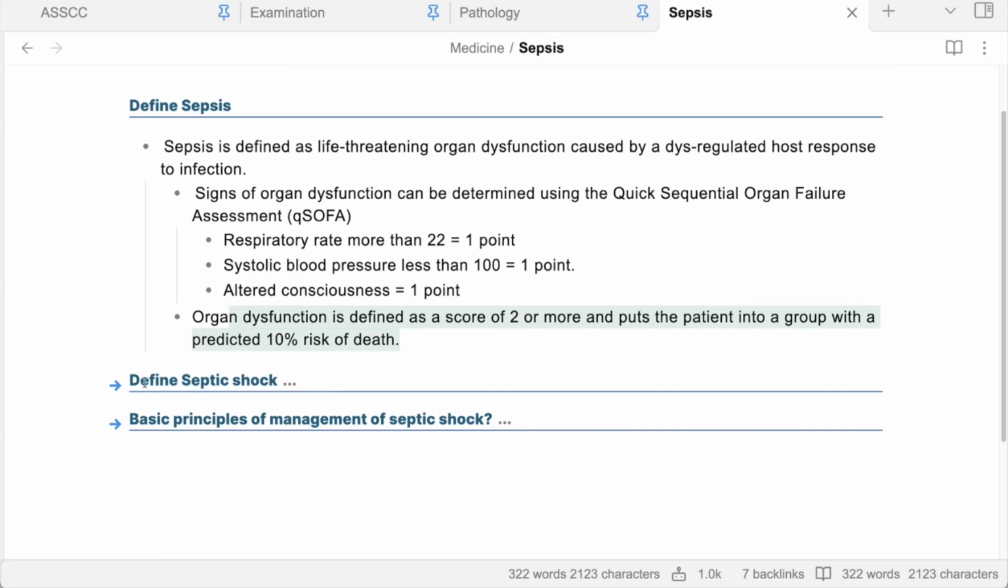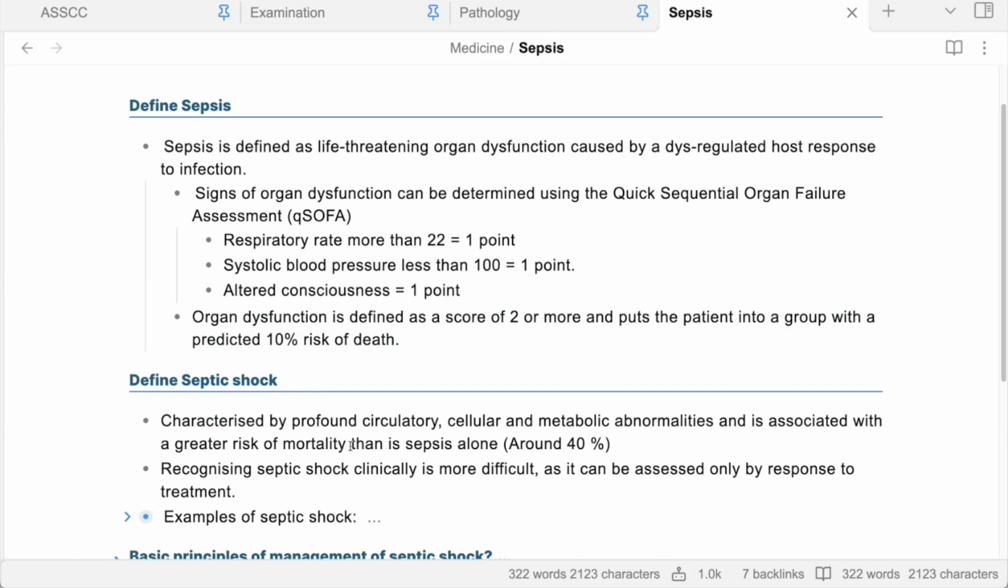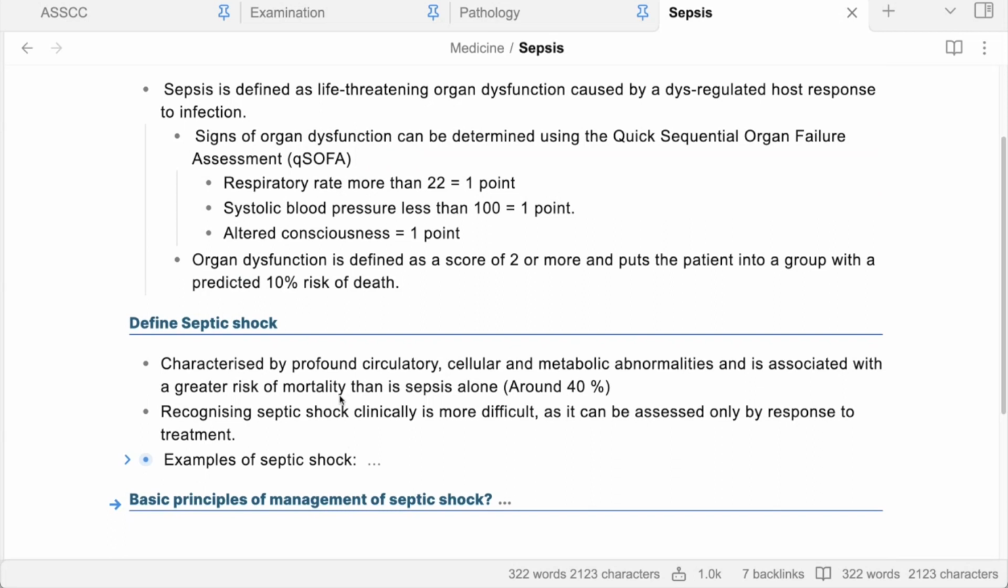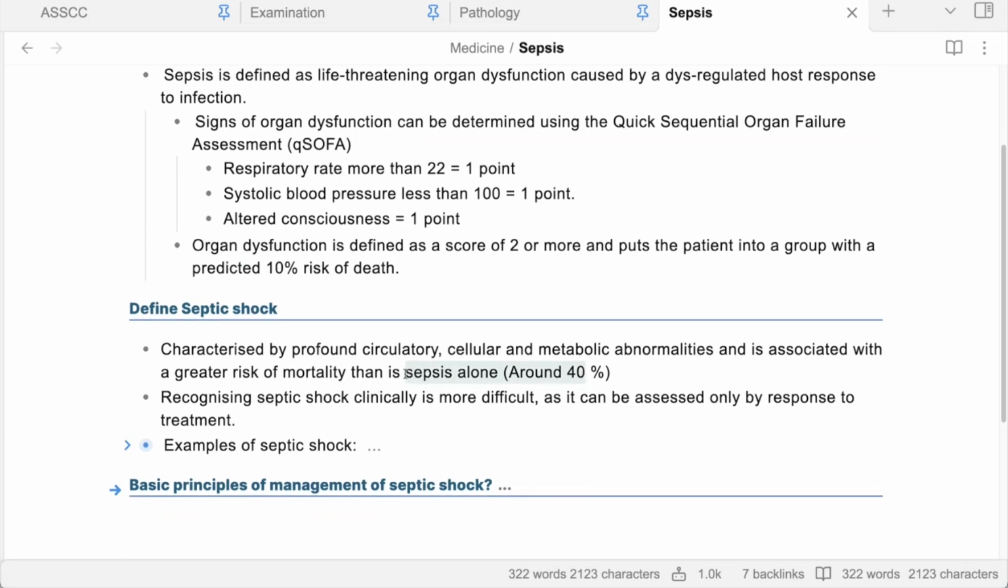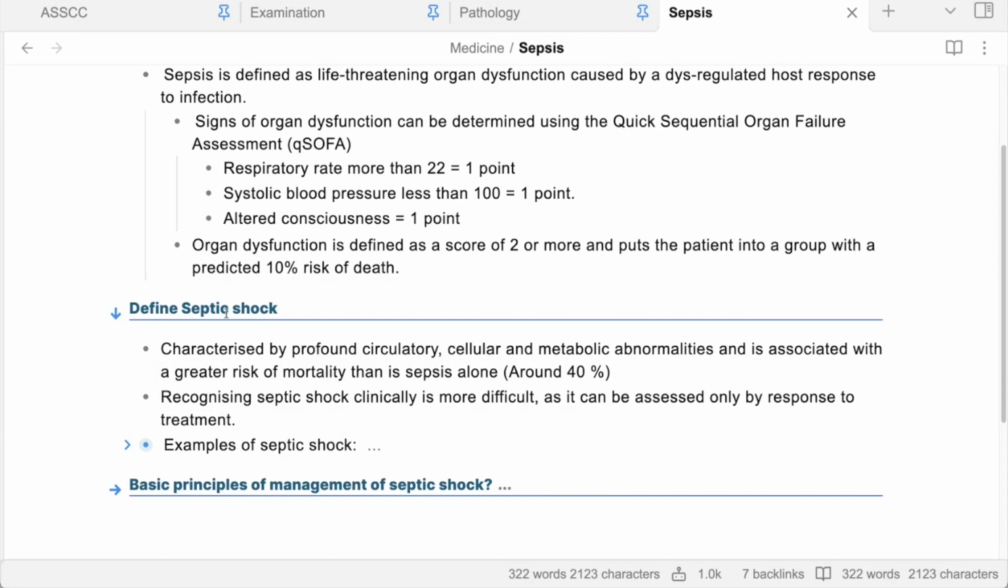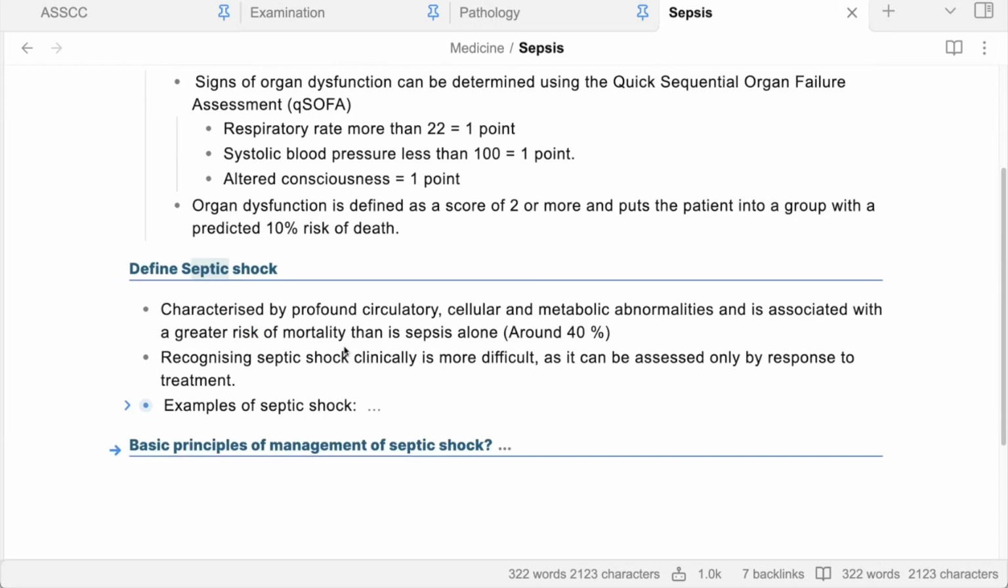Okay, so again, this one needs a little change. It's a profound circulatory, cellular, metabolic abnormality associated with greater risk of mortality than sepsis alone. It's 40%. But to be honest, if you want to play smart here, you can define shock, and then define sepsis. So what was the definition of shock? Do you remember that? It's acute circulatory failure with inadequate tissue perfusion causing cellular hypoxia. And the main reason for it is sepsis, which is a life-threatening organ dysfunction caused by dysregulated host response to infection. You can do that, okay?